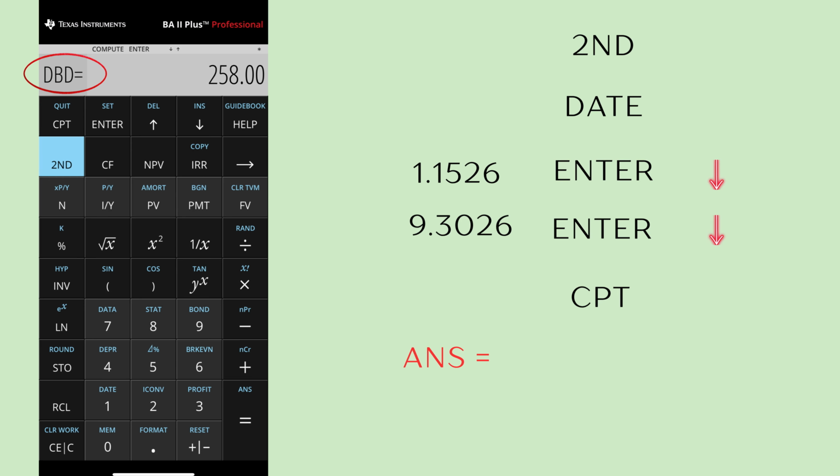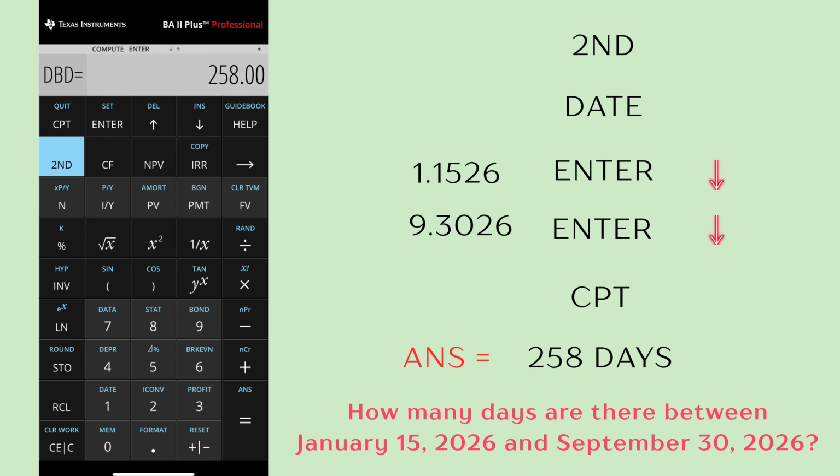Days between dates. We got the answer. There are 258 days between the 15th of January 2026 and the 30th of September 2026.